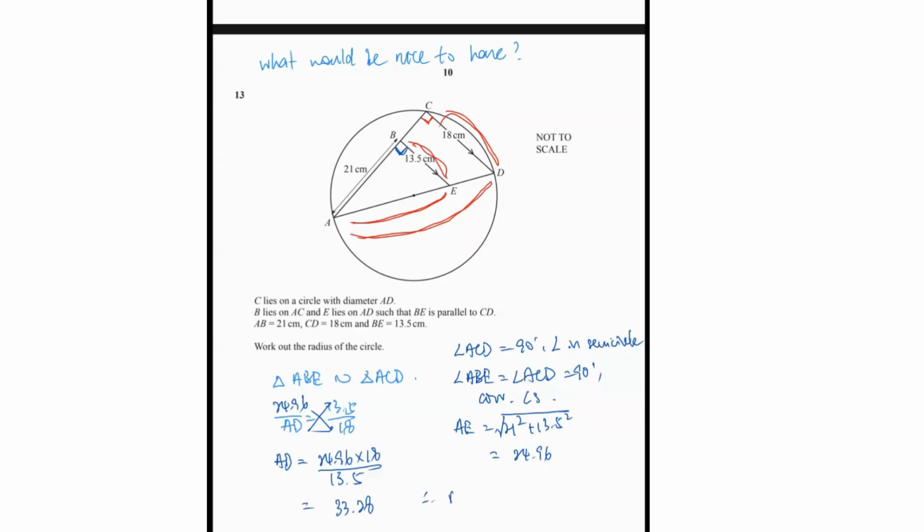Therefore the radius is just half of AD. 16.6 to 3 SF. This question is difficult because it requires you to connect a lot of concepts and topics into this one question. You need Pythagoras, you need circle theorem, you need similar shapes. Let's move on.